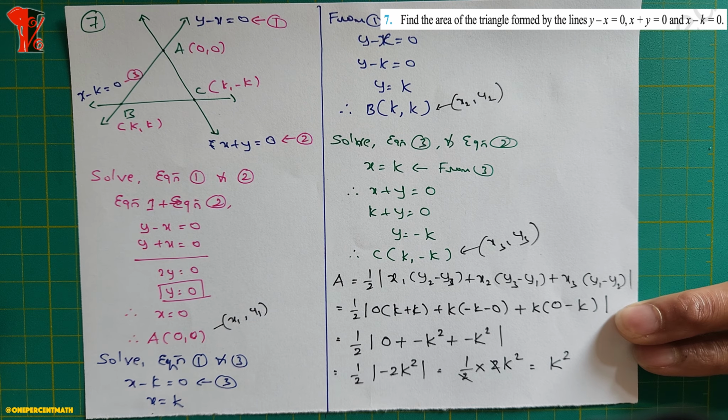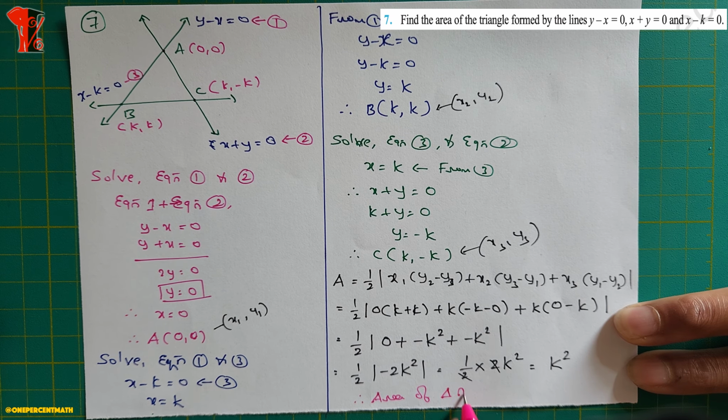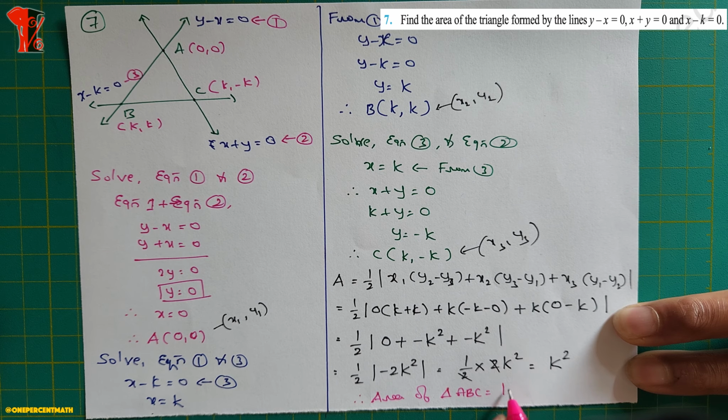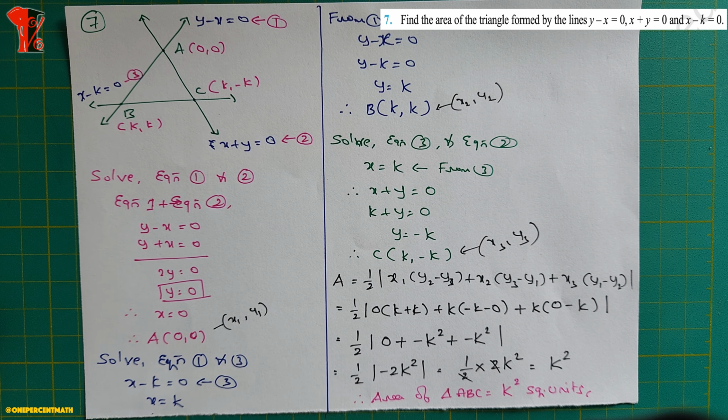So what's the final answer? The final answer is: the area of triangle ABC is equal to k square, this much square units. Okay, that's it. It is question number 7.